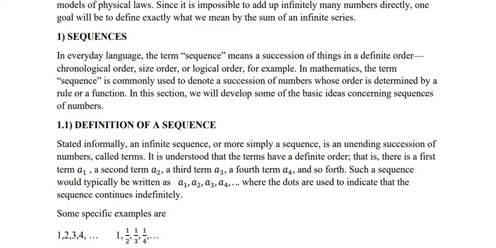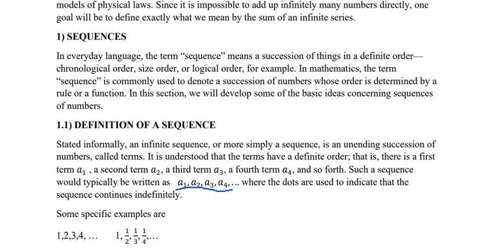There's a first term a1, second term a2, and so on. So we would write a sequence as a1, a2, a3, a4, etc. Here these dots are used to indicate that the sequence continues indefinitely. Some examples of sequences are 1, 2, 3, 4, etc., the sequence of all natural numbers, or a sequence like 1, 1/2, 1/3, 1/4, etc.